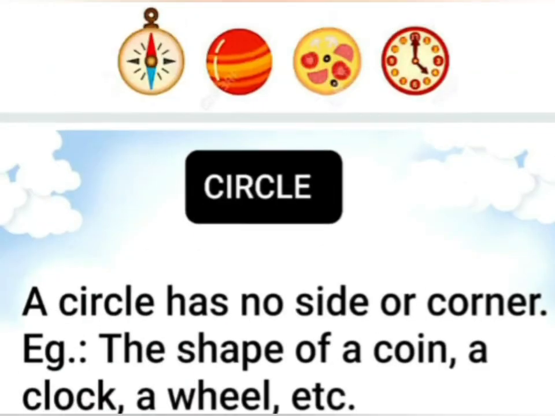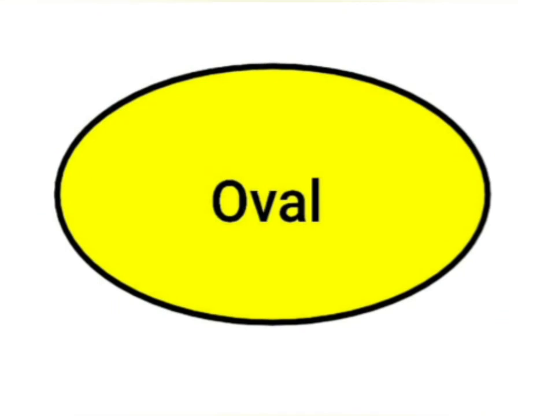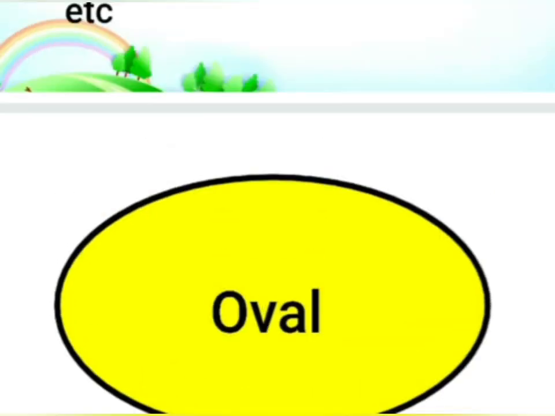Let's see some more examples: the face of the earth, sun, ball, and compass, etc. are circular. The last plane shape we have is oval. Which color is it? Yes, yellow. So what is an oval?